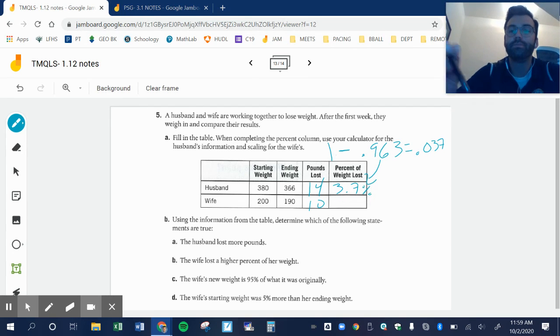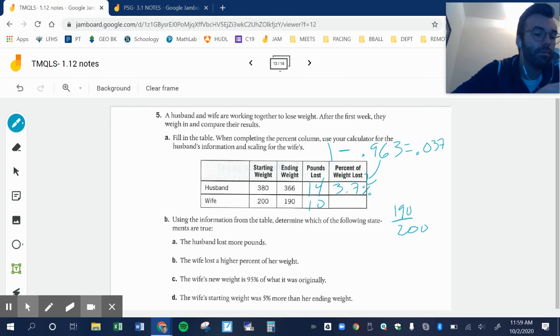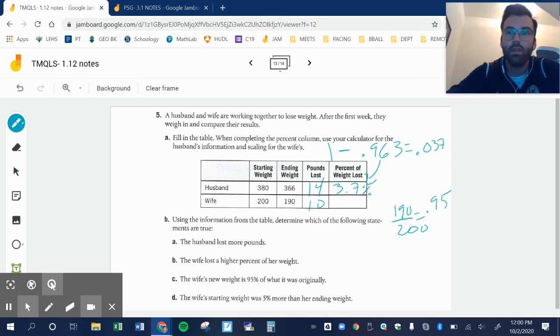Same idea here. 190 divided by 200. Oh, my calculator just died. Oh, it just died again. So I got 0.95, and then 1 minus 0.95 means I have a 5% decrease.